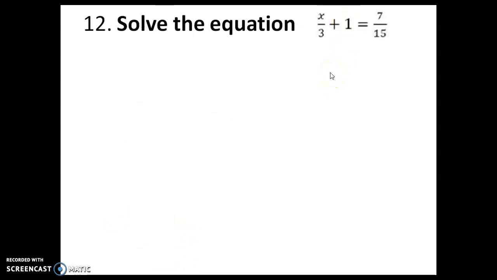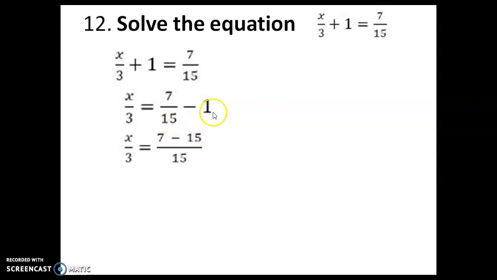x by 3 plus 1 equal to 7 by 15. So let's start. This is the given equation. We will take this plus 1 in the LHS. When it goes to the RHS, it will go as minus 1. So here 7 by 15 minus 1 is there. So what we can do? We should take the LCM. So for the LCM we have to multiply by 15 here. 1 into 15 is 15 only. 7 minus 15, the whole divided by 15. So 7 minus 15 is minus 8. Minus 8 by 15.